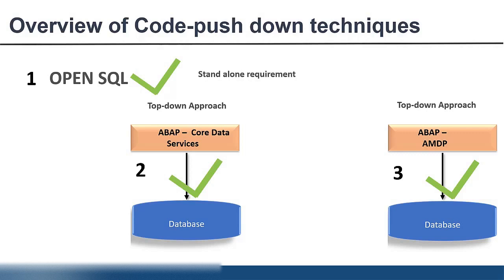If you have a standalone requirement, then you go for OpenSQL. That means if you have a standalone requirement, there is no reusability for your functionality. You create a standalone report and use OpenSQL as a code pushdown technique. If in case you have reusability for your functionality, then you either think of CDS view or AMDP. But if you can go with a single input set and single output set, then you can create a CDS view. And if you want to handle complex requirements wherein you need to have multiple input sets and multiple output sets, then you can go for AMDP.